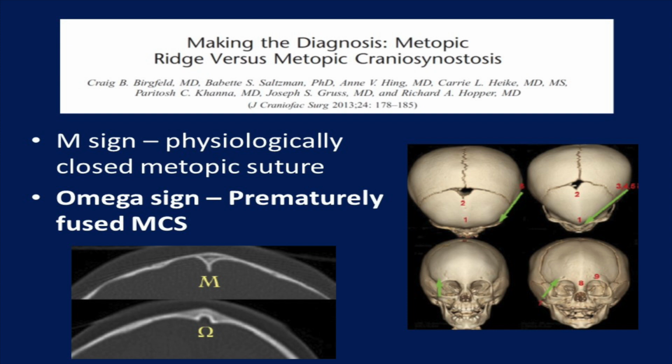Oftentimes, one can be mistaken when you see a ridge in the front of the head as opposed to an actual triangle shape. This is called a metopic ridge versus a metopic craniosynostosis. It's important to make this distinction because one requires intervention or surgery and one is normal. To see this, one option is to identify this omega sign on a CT scan. Ask your surgeon about this should you have this diagnosis.